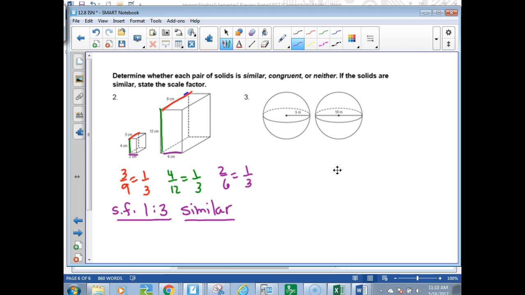All spheres are similar. However, what's the radius of this one? What's the radius of this one? So 5 to 5 is 1 to 1. So the scale factor is 1 to 1, so they are congruent. That's a special pair of similar.